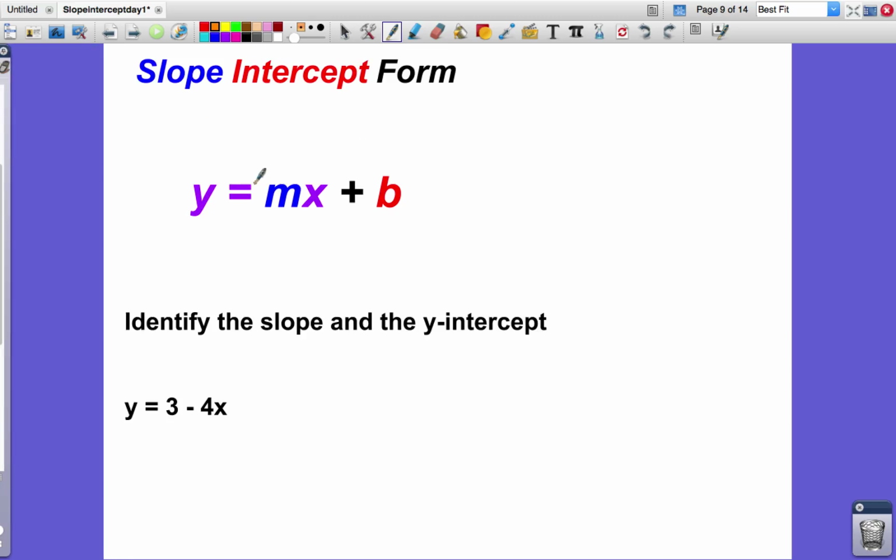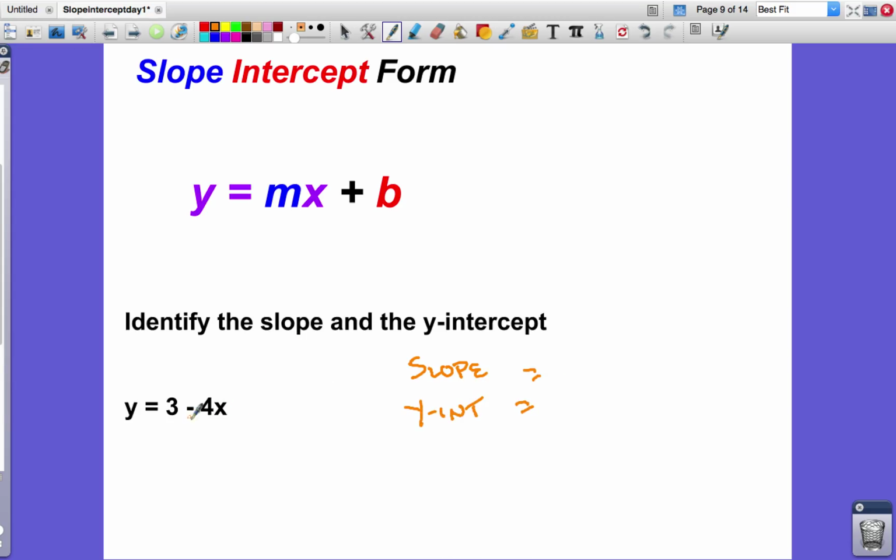So I have slope-intercept form, y equals mx plus b again. I want to identify the slope and the y-intercept of this equation right here. But if we notice, this equation's in a little bit different order. Now I have y equals 3 minus 4x. And I want to identify my slope, and I want to identify my y-intercept.